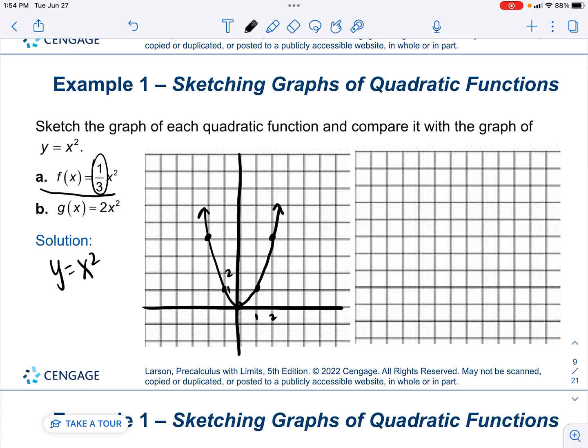If you are going to change it and make it 1/3 x squared, you have to think about what that 1/3 would do to your function, and it would take every y value and multiply it by 1/3. So instead of over 1 up 1 for that first point, it'll be over 1 up 1/3. Instead of over 2 up 4, it's going to be over 2 up 4/3. So the 4 has gotten divided by 3. So over 2 up 4/3. And then start to make a parabola.